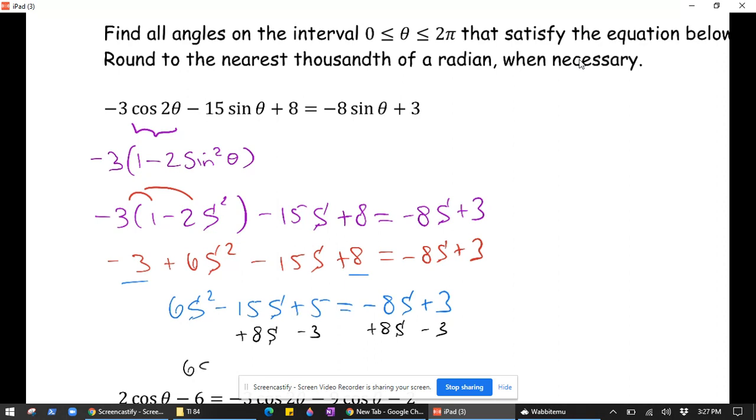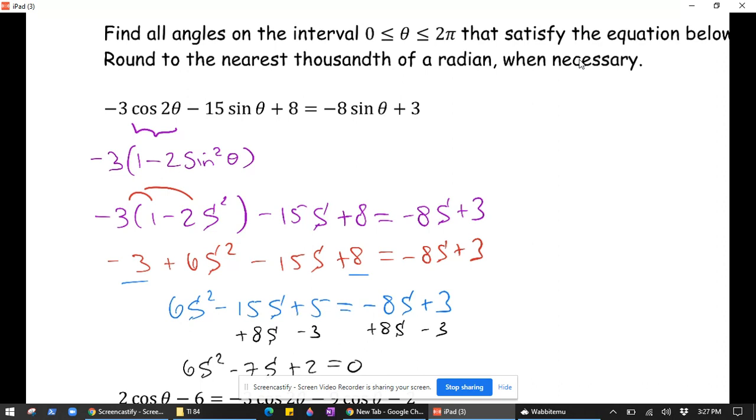So this is 6s squared. This becomes a -7s, and this becomes a plus 2 equals 0. Okay, let me just take a second to double check that. I think that's right. Looks good.